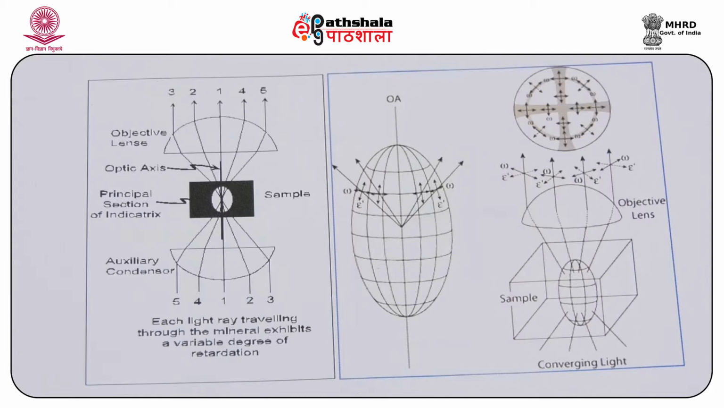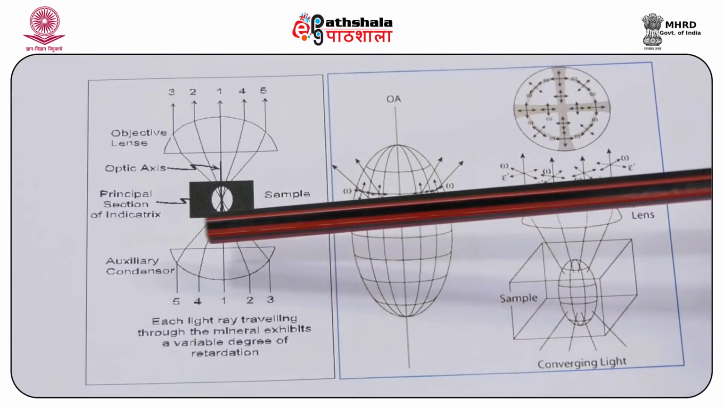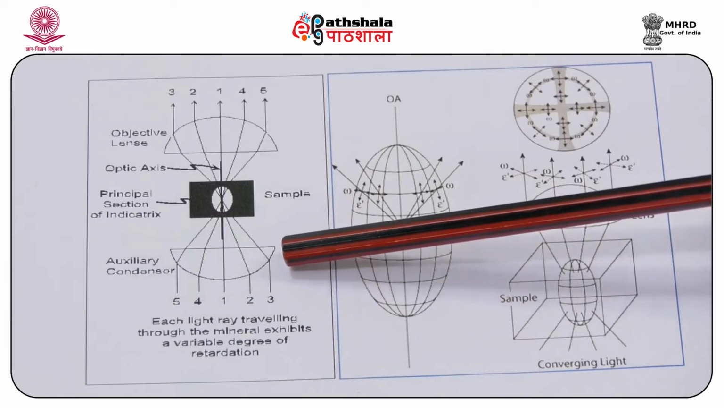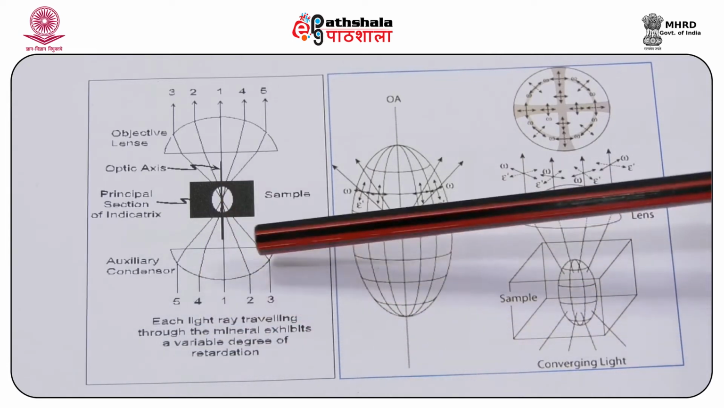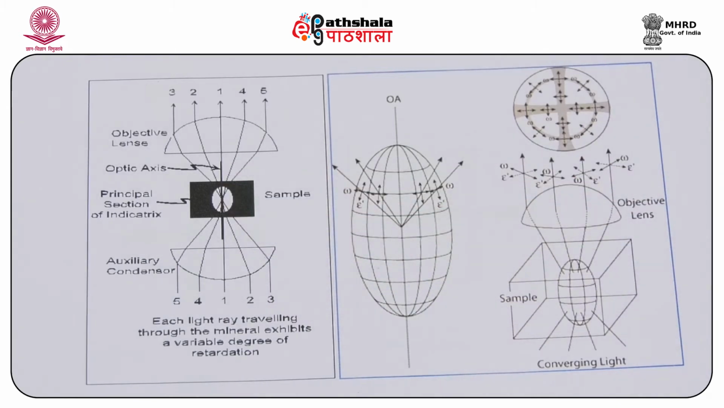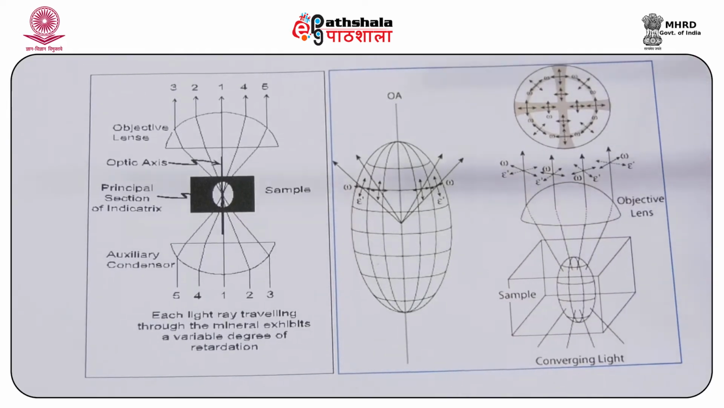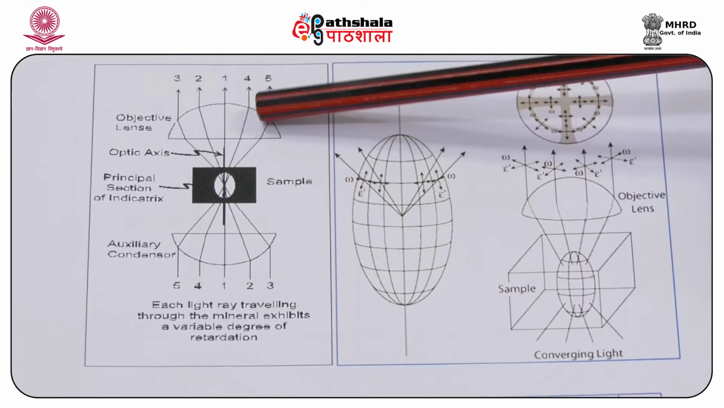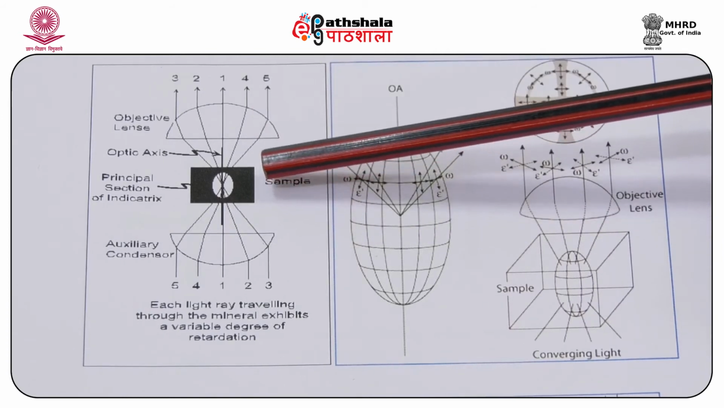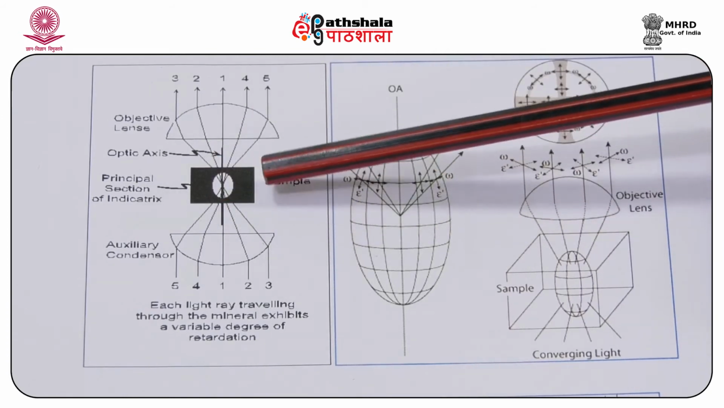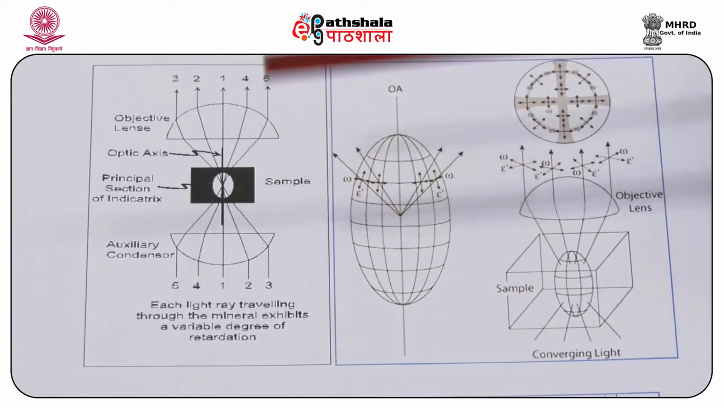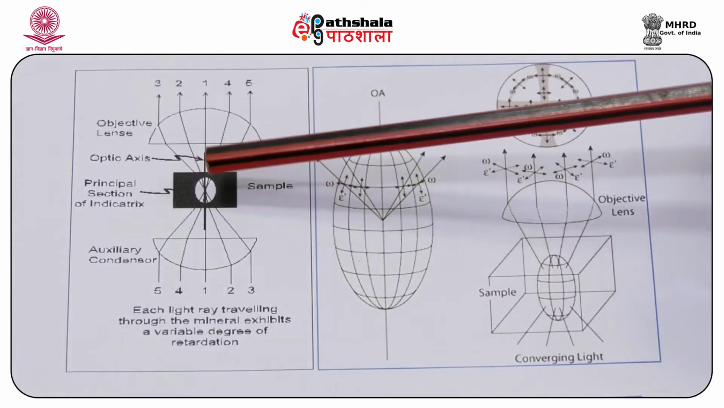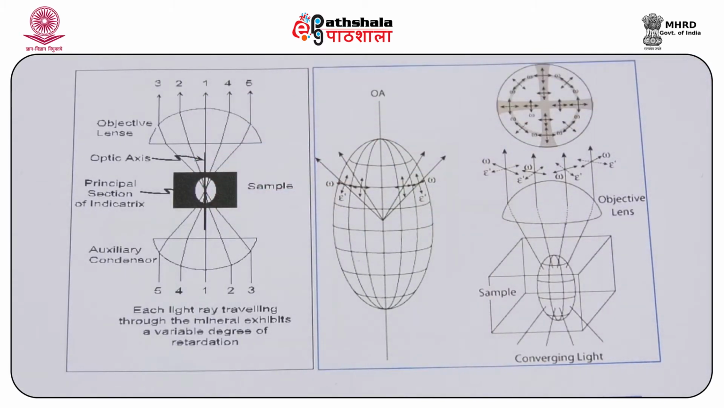The auxiliary condensing lens provides highly convergent light. As you can see, this is the auxiliary condensing lens. Rays of light 1, 2, 3, 4, 5 are coming in, and you can see that they are getting converged on passing through the auxiliary condensing lens and are collected by the objective lens on the upper side. Here in between we have the sample, which is what we will study for the production of the optic axial interference figure. And here it is marked, the principal section of the indicatrix.